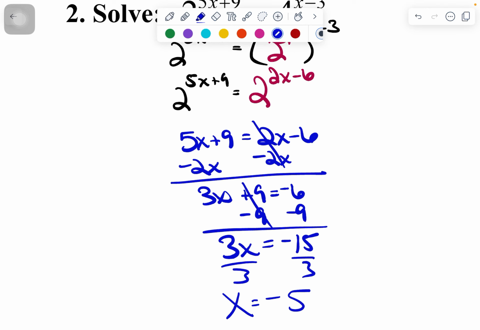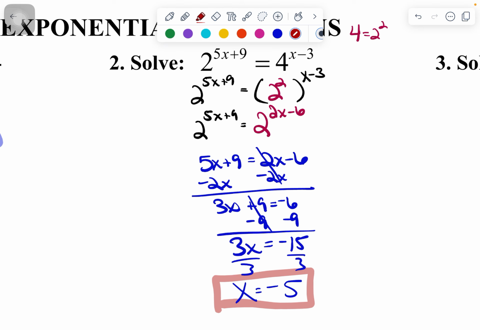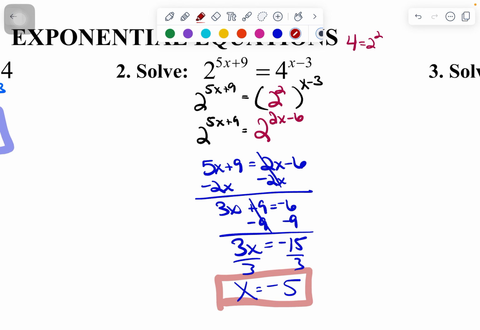Now, so far you've noticed I have not worked with a calculator, but if you did have these problems on a calculator section, you could check this, right? On your calculator, if you did 2 raised to 5 times negative 5 plus 9, your calculator can do all that math for you. That should be the same thing as 4 raised to the negative 5 minus 3. So you could double check with the calculator. Obviously, right now I'm not working with one, so that is okay.